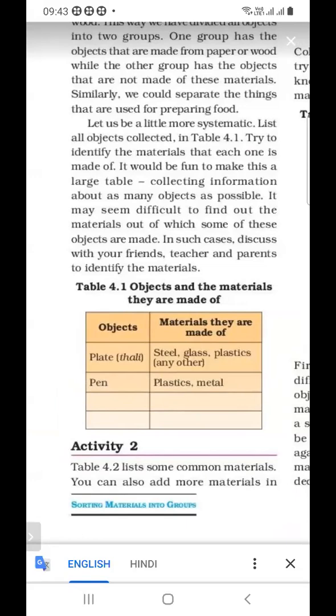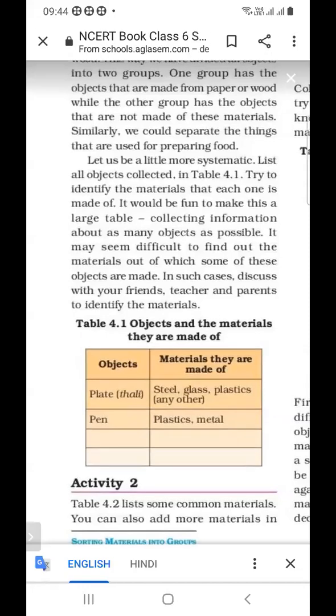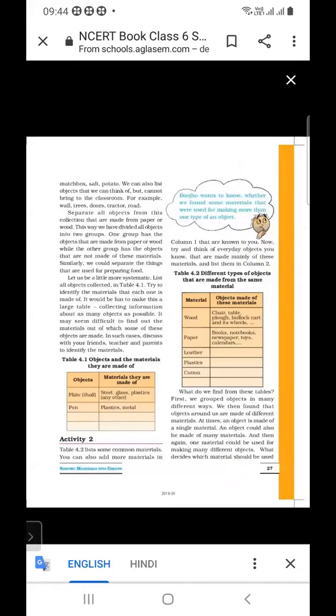So these are the objects and the materials. These are the materials made up of these materials. Plate is made up of either steel, glass, or plastic, and pen is made up of plastic or metal. So again, I am revising the lecture.